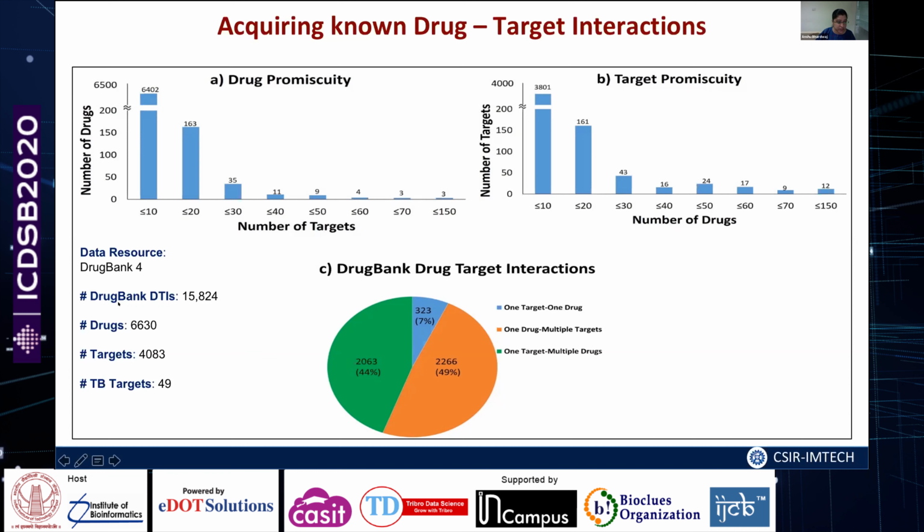If you actually start looking at drug target interactions in DrugBank, there are almost 15,000, and they are a result of 6,000 odd drugs and 4,000 odd targets. And of this, there are 49 mycobacterial proteins in this list already.